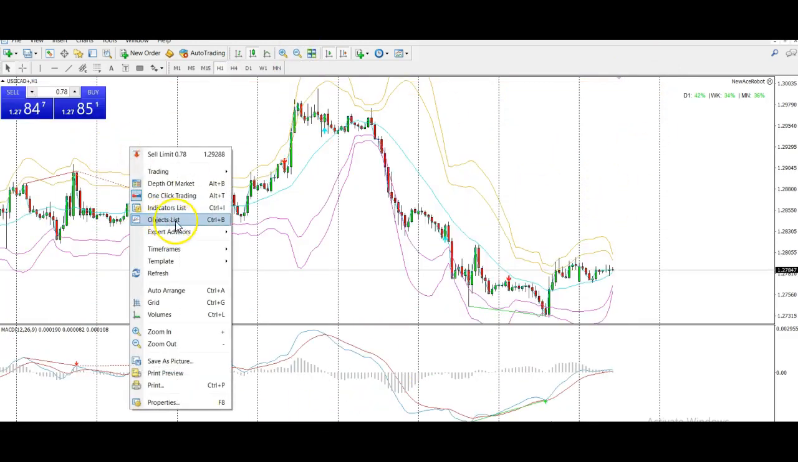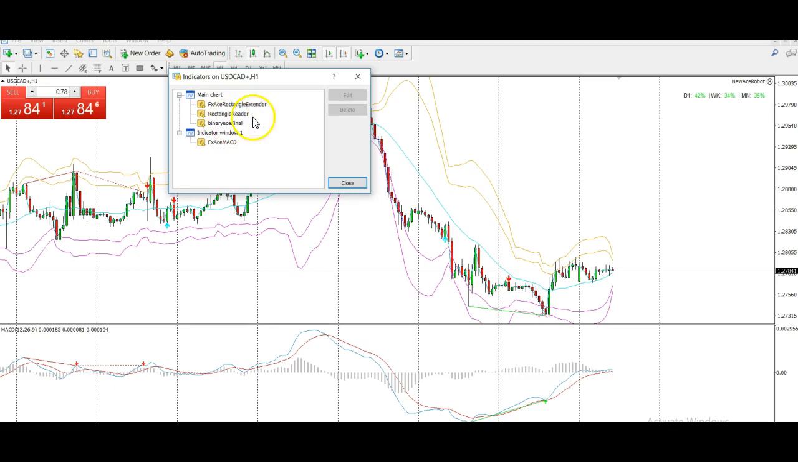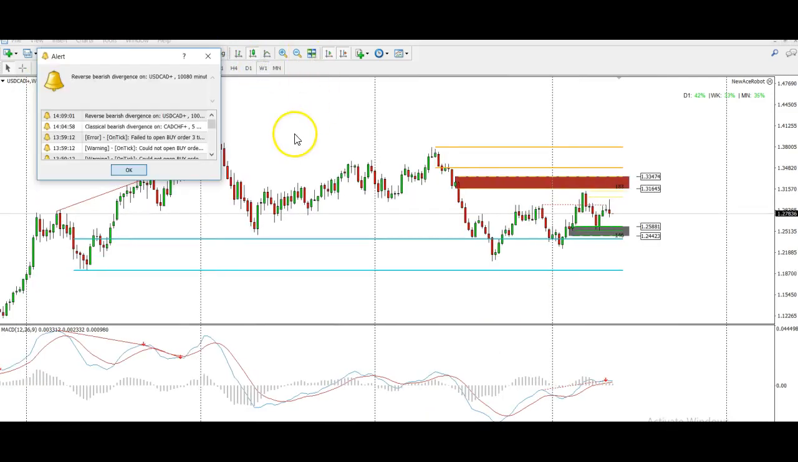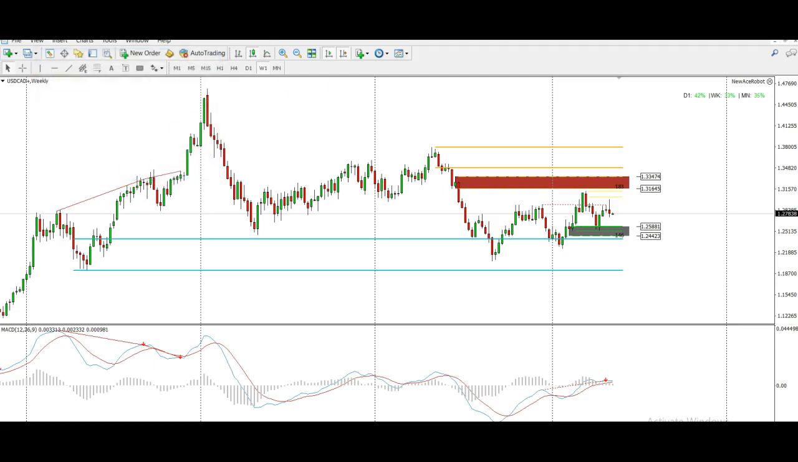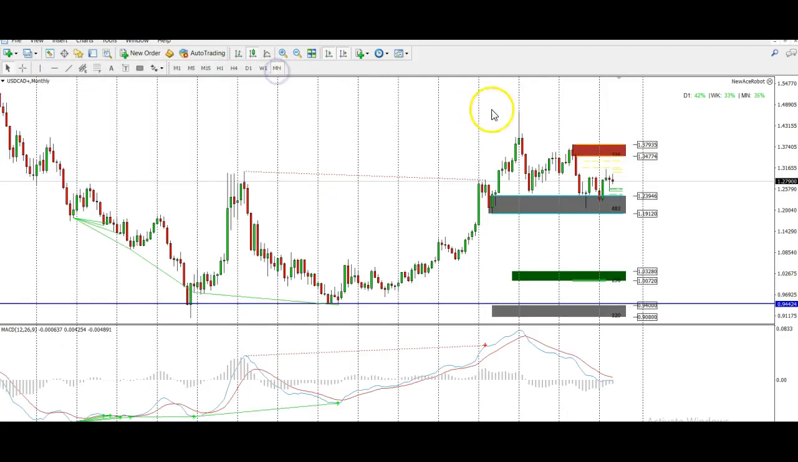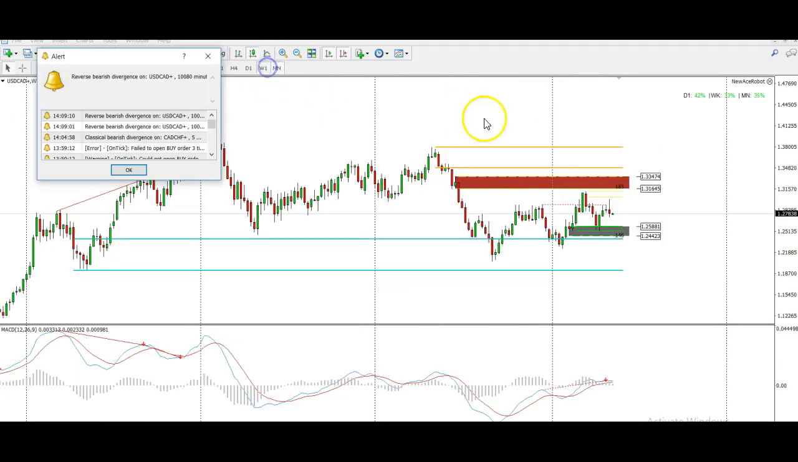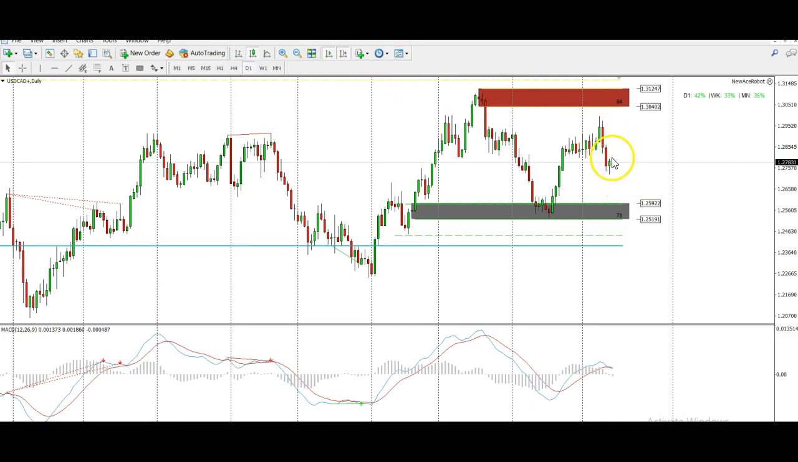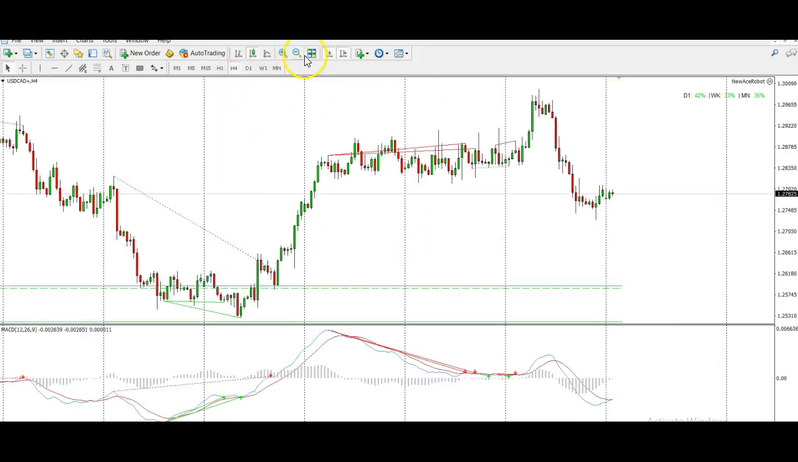USD CAD, let's look at it. The monthly. We're just playing in between these weekly areas here. Look at the daily. Huge drop from last week. Nearly hit this one-third. That's probably a 4-hour area. It hit last week.